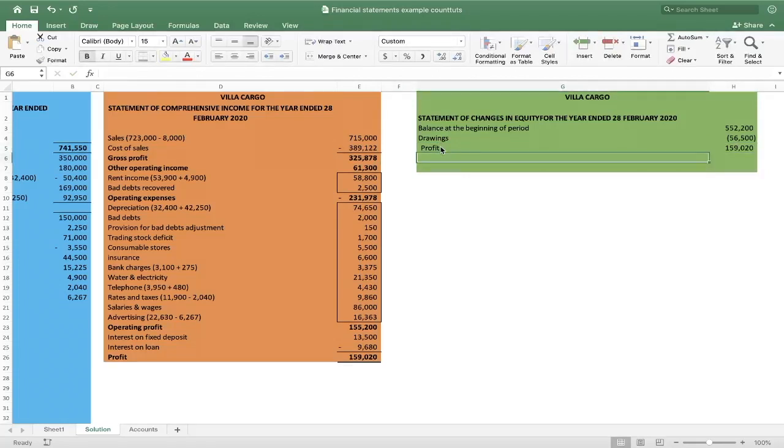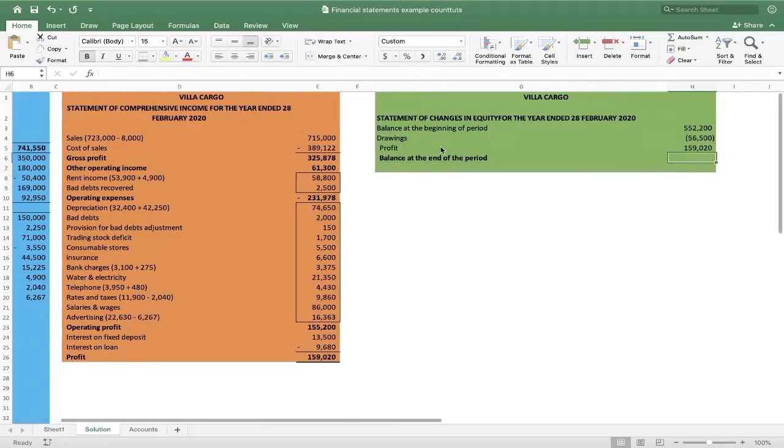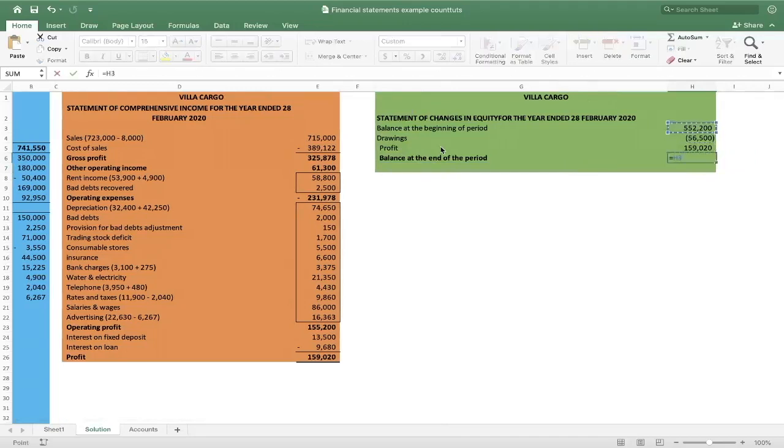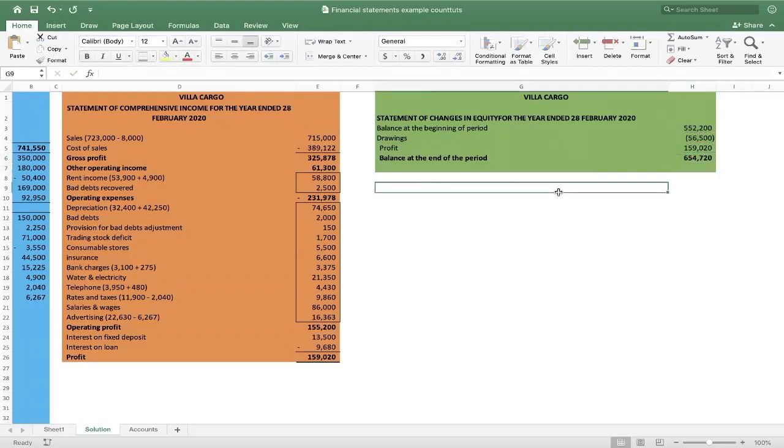So let's do that. Okay, balance at the end of the period, or the balance as at the 28th of February 2020, which is the same thing. Okay, and then once you have done that, you will just take your opening balance, or the balance at the beginning of the period, you deduct the drawings, and then you add the profit for the year. Okay, if it's a positive, and then you should have your statement of changes in equity completely done.